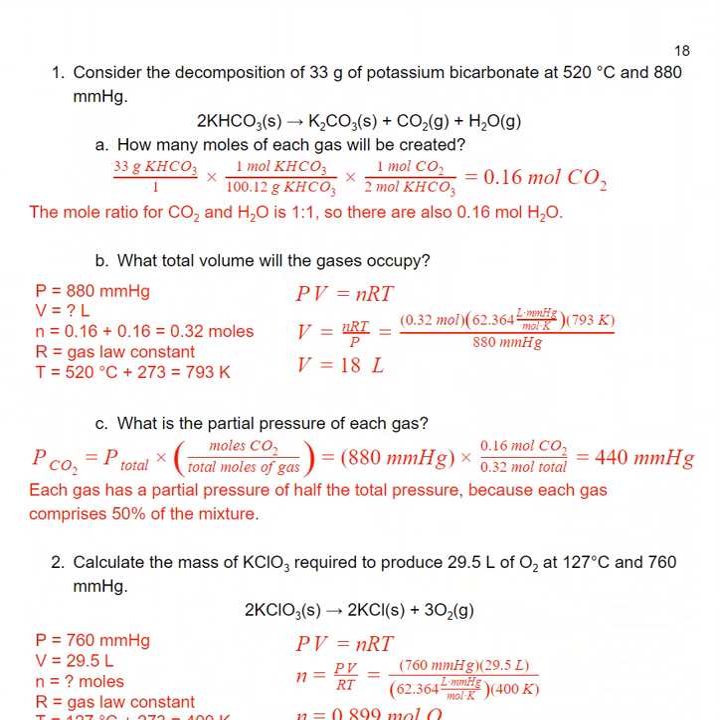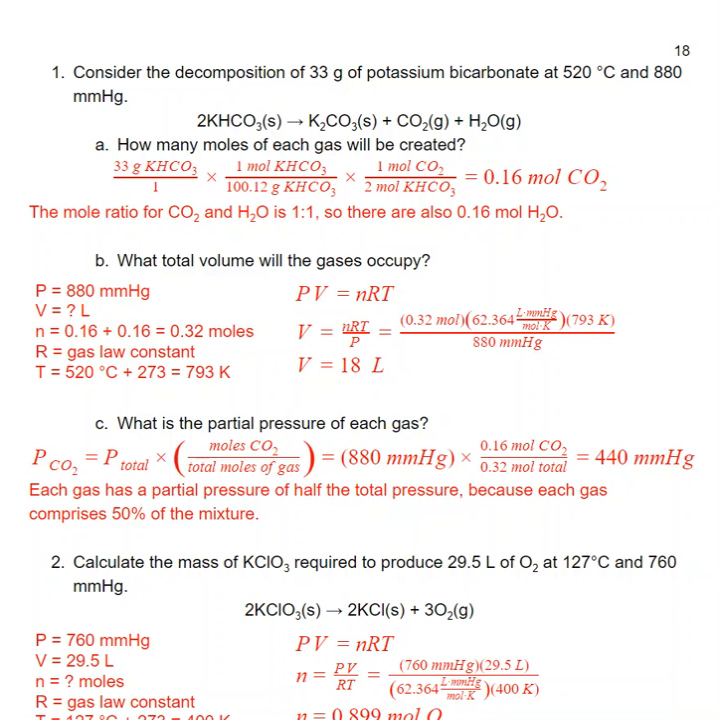So in question 1 here, we have 33 grams of potassium bicarbonate being decomposed at 520 degrees Celsius and 800 millimeters of mercury. So first we want to figure out how many moles of each gas is going to be created. So I'm just going to use stoichiometry here. I'm going to convert 33 grams of my potassium bicarbonate into moles, and then I'm going to use a mole ratio to get moles of carbon dioxide. Now, since carbon dioxide and water have a 1-to-1 ratio, we have 0.16 moles of water vapor as well.